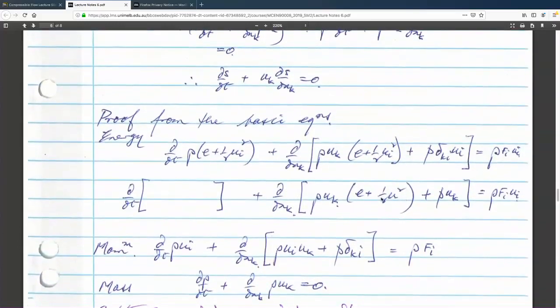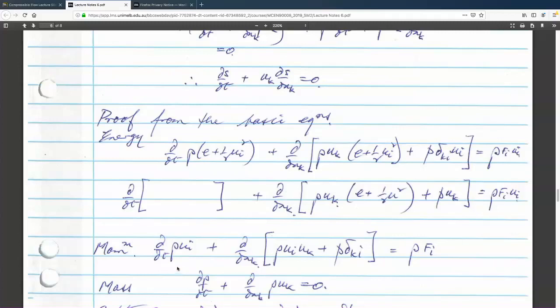All right, so now this term here is the same here. I just didn't write it in. And then d/dxk of rho uk into E plus a half u squared. Now, what is this here? p delta ki ui. Well, you've seen me do that before. I'm going to sum over i. And the only time I won't get 0 is when i is equal to k for this Kronecker delta. So i will have to be equal to k, in which case I get p uk here. And that's equal to rho fi.